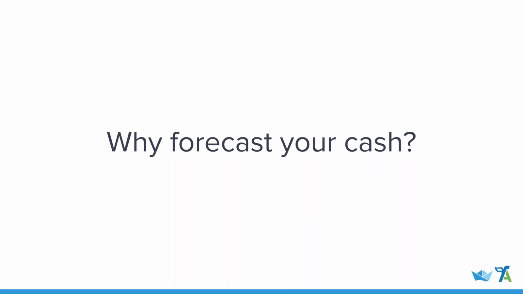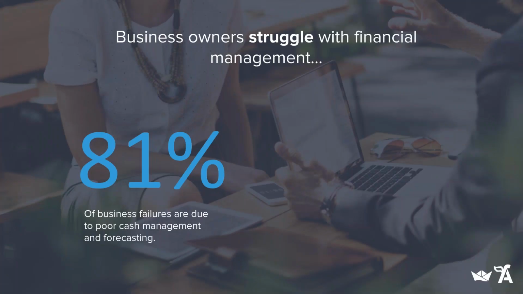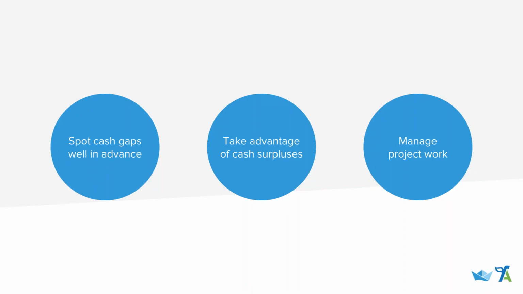So why forecast your cash? 81% of businesses who go bust cite cash flow as the main reason for that. We think this can be avoided. Cash flow forecasting can alert you to cash shortages well in advance, meaning you can get funding in place to cover any gaps, tighten expenses to avoid a cash crunch, or ask your clients to pay a bit earlier to ensure you can complete a project.